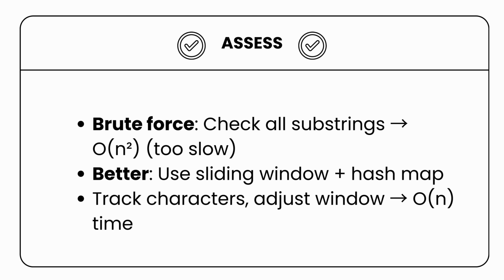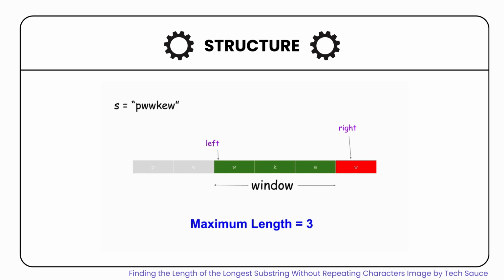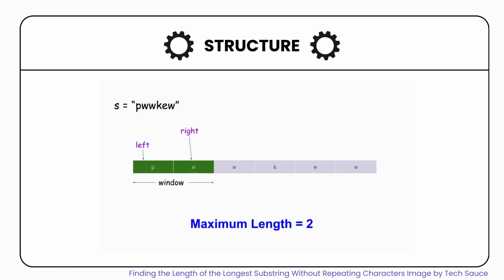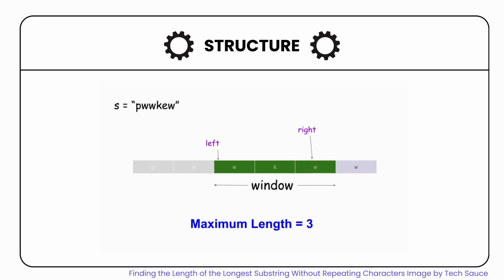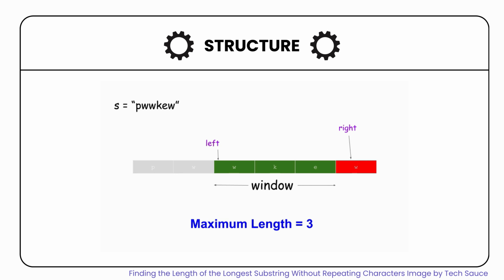Here's our plan. Use two pointers, left and right, to define the current substring window. Use a hash map to remember the last index of every character we've seen, as we scan from left to right. If the current character is already in our window, i.e., in the map and its stored index is greater than or equal to left, move left just past its last occurrence. Update the character's last index in the map. Track and update the maximum window size seen so far. After scanning, return the max length found.